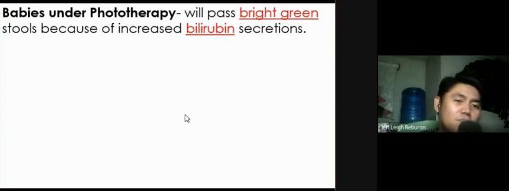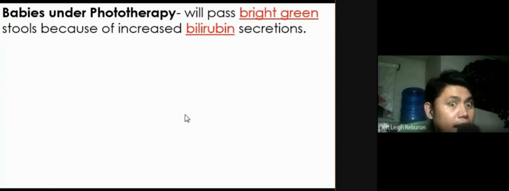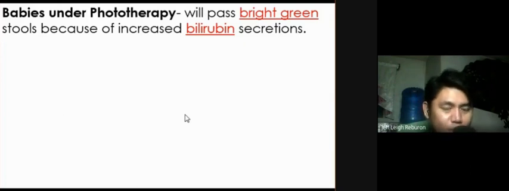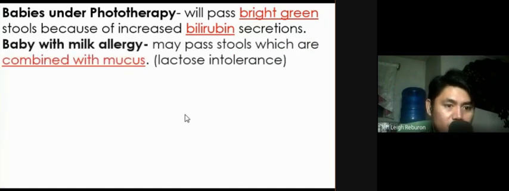Alright. Next. When we talk about babies under phototherapy, the babies who are placed in the phototherapy machine or exposed to light every day, they will pass bright green stools because of the increased bilirubin secretions in the stool. Because of the excess bilirubin found in the stools, the color becomes green, bright green, in the stool of babies under phototherapy.